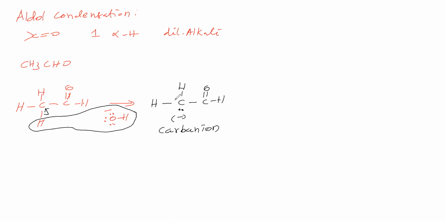Carbanion is the intermediate. This carbanion is attacking another carbonyl carbon, so we'll take another acetaldehyde. This carbanion carbon, C minus, attacks the carbonyl carbon. The bond is migrating like this, so this bond is migrating towards O.